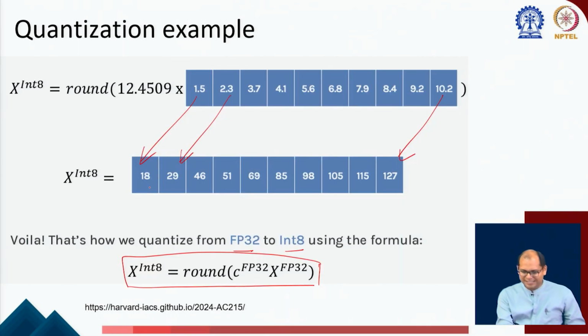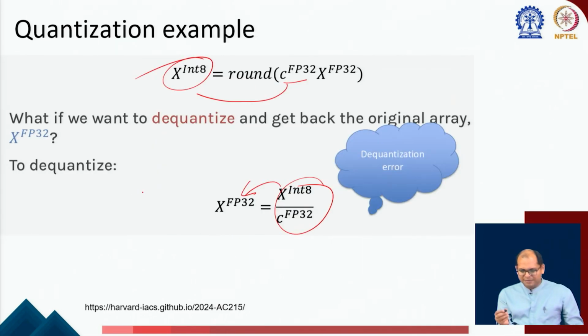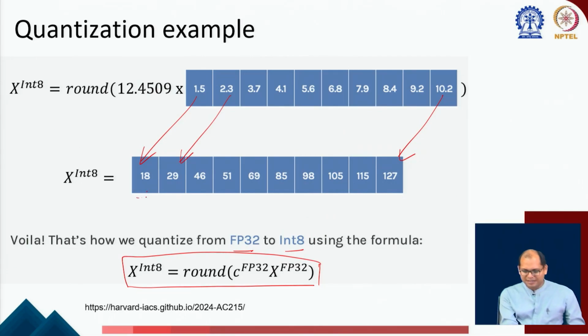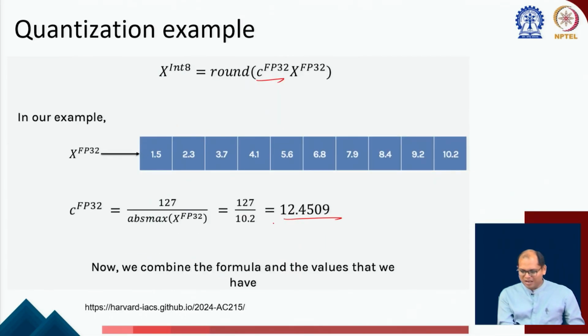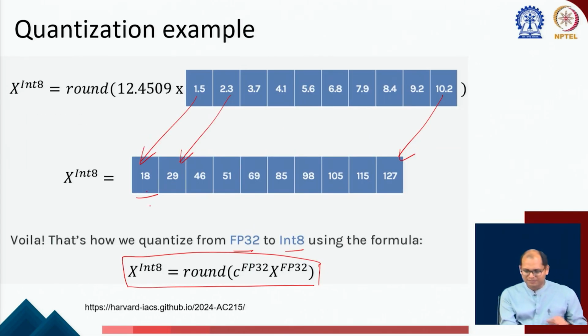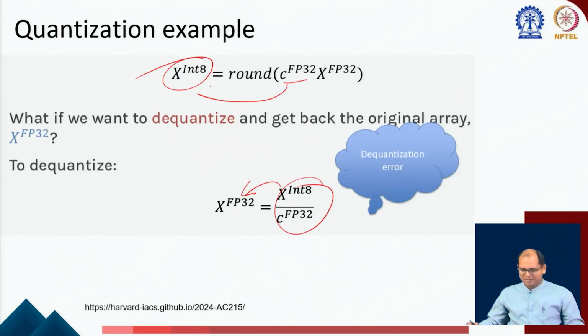So once I have 18 here, I did the rounding here. So if I divide 18 by 12.4509, this will not give me 1.5. This will give me something close to that, right? So there is a dequantization error. When you do quantization and then again dequantization, there is a dequantization error, right? So this is how quantization works.